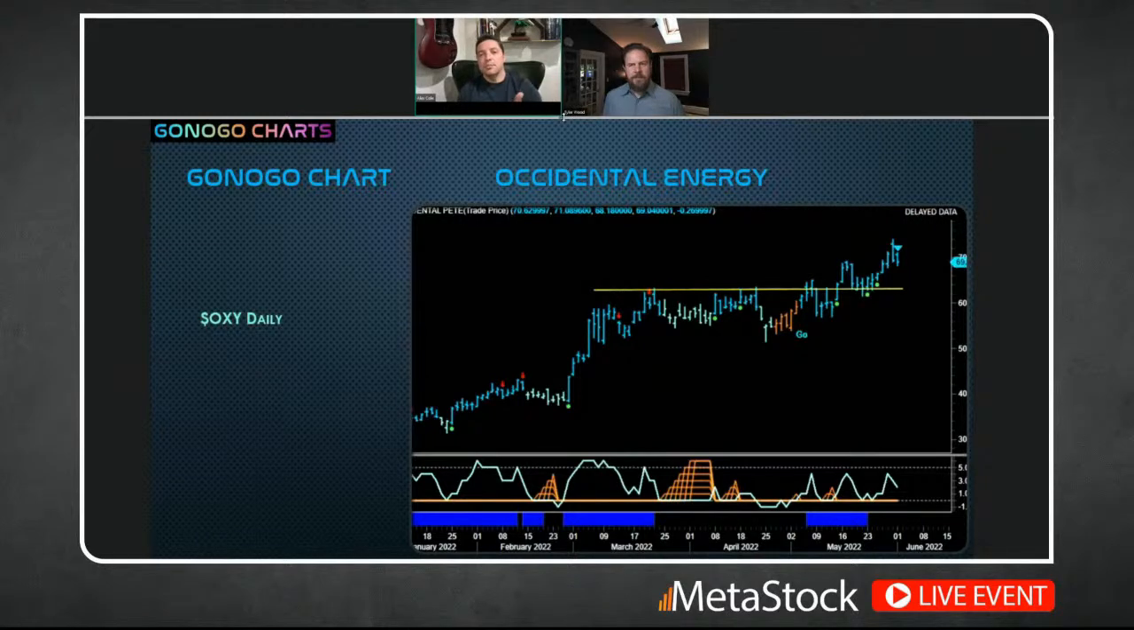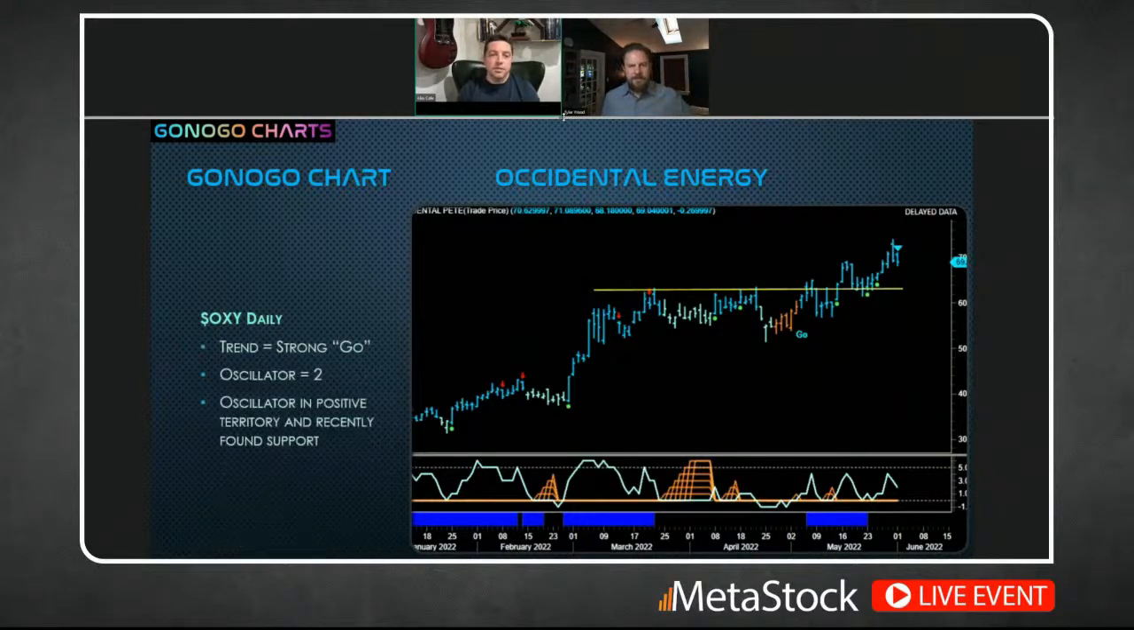And since then, it's moved up. And so now we are still in a strong go on Occidental Energy. The oscillator is, I think, at about 2, and we are recently finding support at the zero line. Again, the simplicity of this price panel, you can see how important this is, and Alex just breezed right over it, the concept of polarity, right? When something was resistance, once it's broken through, then you retest to find support. And that's exactly what's happened. But you can see those levels so clearly because there's nothing else clouding up the chart. And I think that's a great lesson.